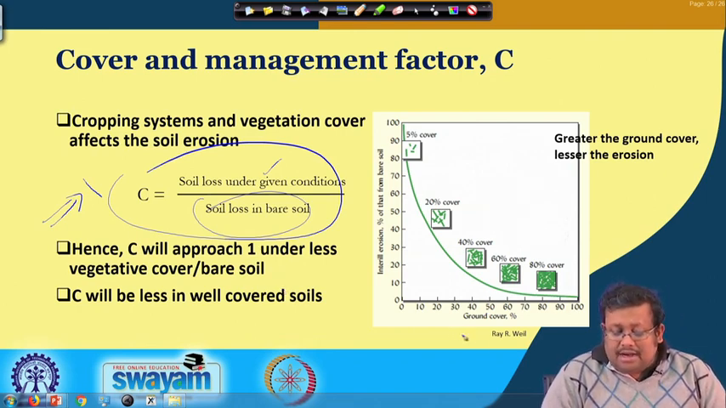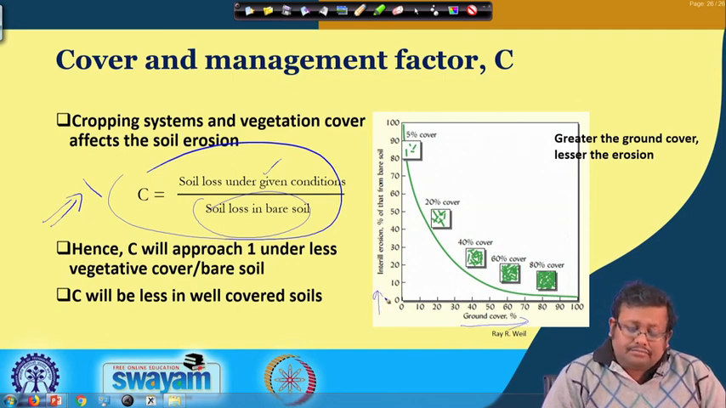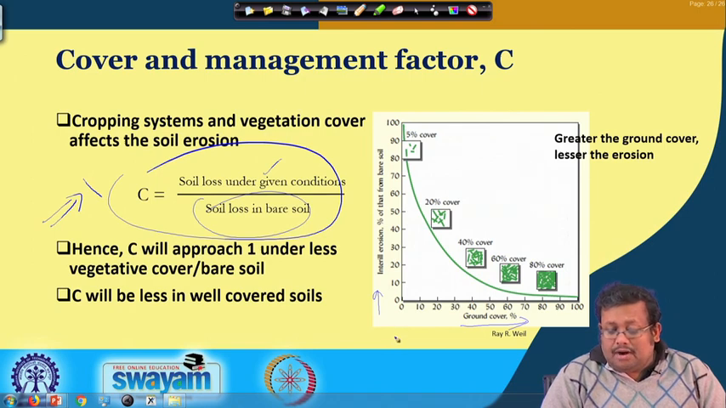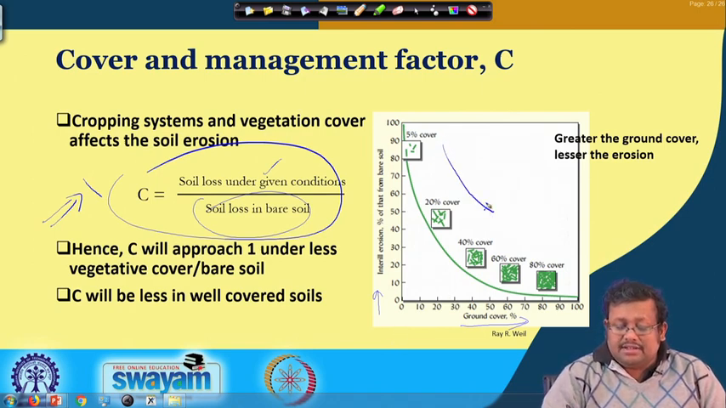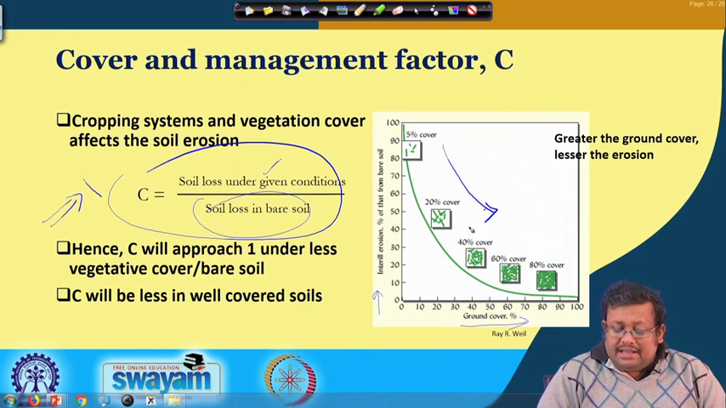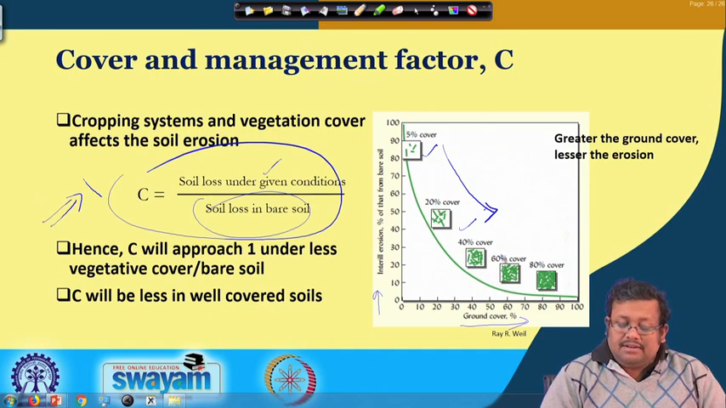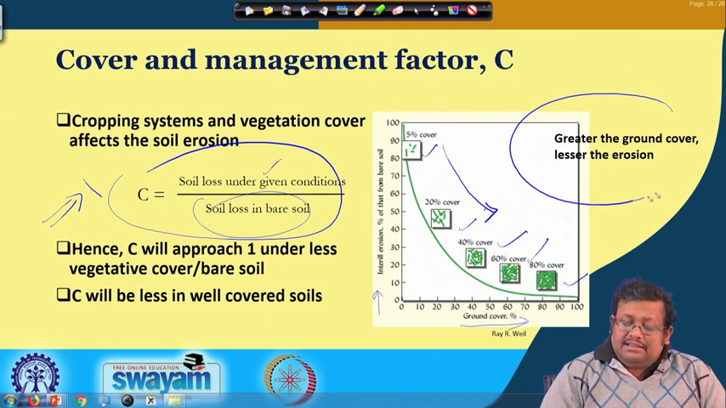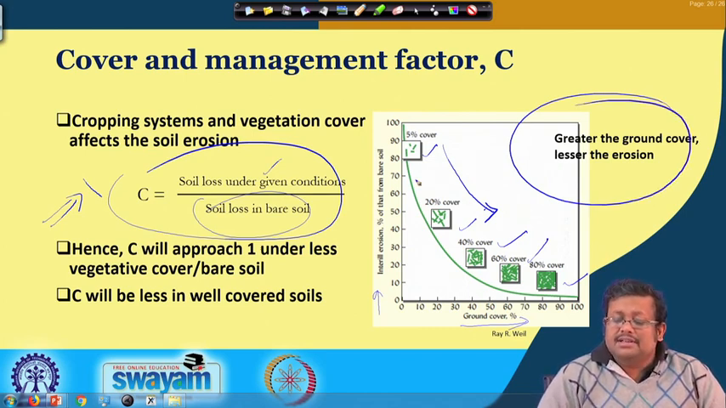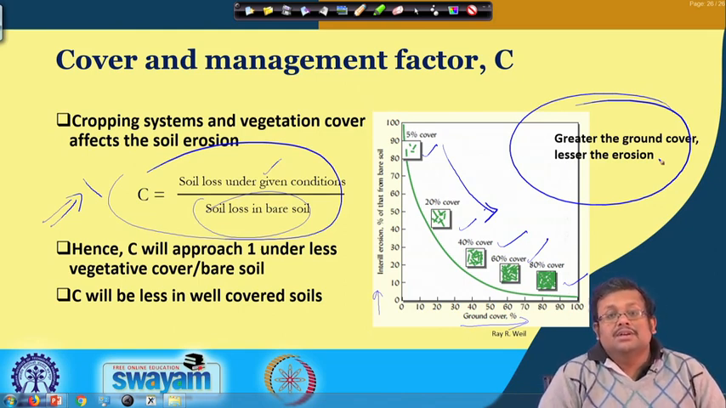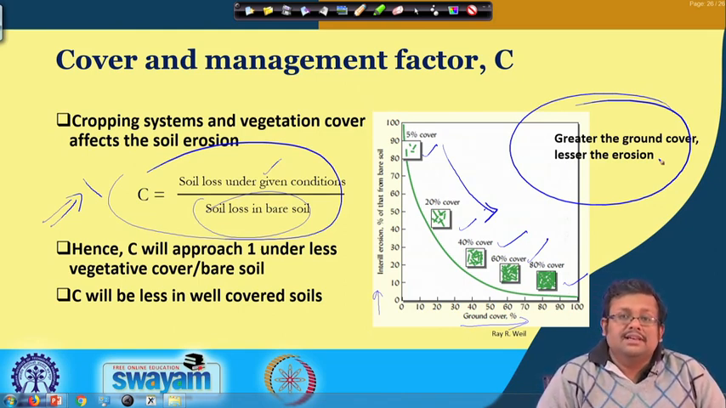So you can see here the relation between the ground cover percentage and erosion. Obviously the erosion decreases exponentially when there is an increase in ground cover. As you can see here, there is a 5% cover, then 20% cover, then 40% cover, then 60% cover, and 80% cover. So ultimately the idea of showing this graph is to convey the message that the greater the ground cover, the lesser is the erosion.